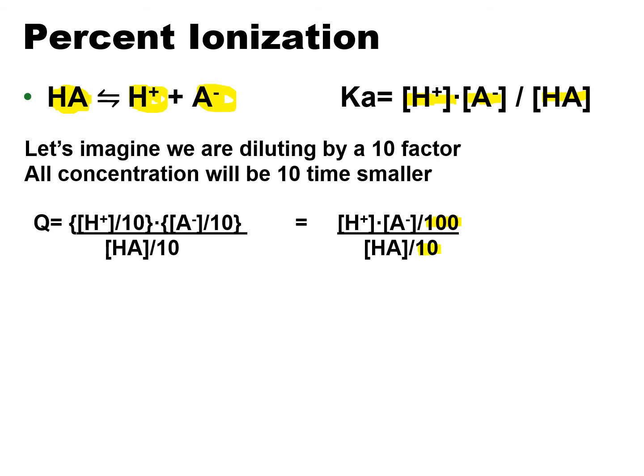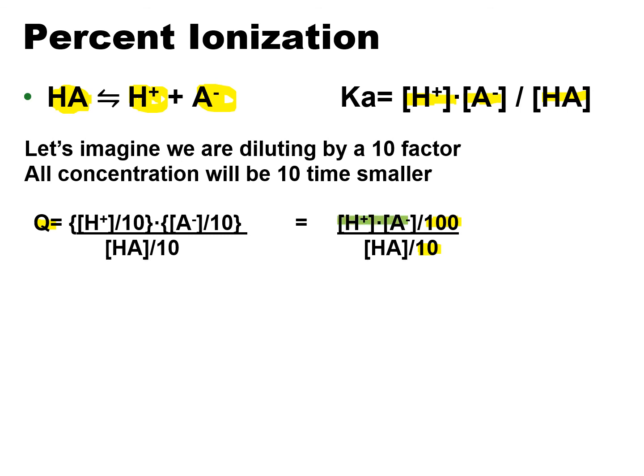So here you have a 10 factor. That means that the numerator has been affected more than the denominator. So Q is going to be too small. That means that the equilibrium needs to move to increase once again the top of the fraction.